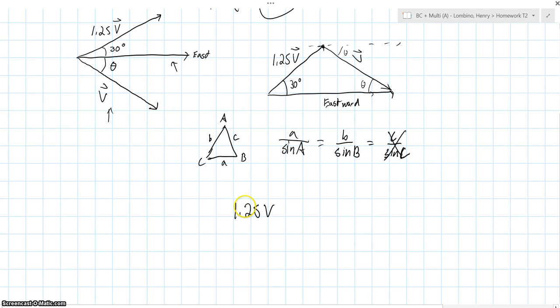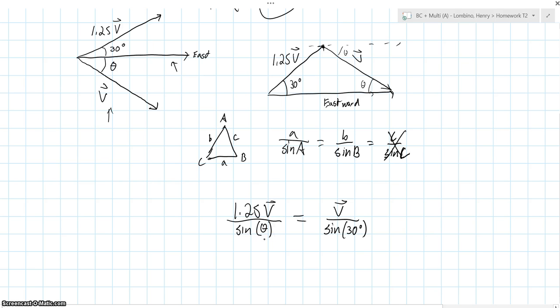1.25 V, and that's over the angle across from that, which is sine theta. And that is going to equal V over the angle across from that, sine 30 degrees. Sine of 30 degrees. Okay, so now we have a nice equation, and now we have to solve for theta right here.